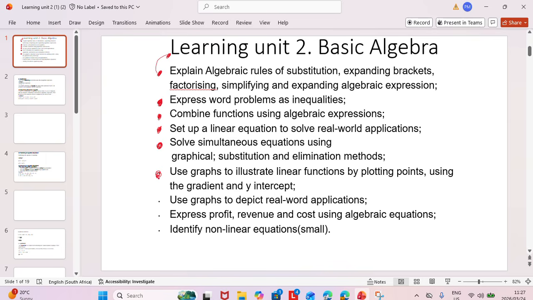We need to use graphs to illustrate linear functions by plotting points and also using gradient and the y-intercept. Then as well, we use graphs to depict real-world applications, express profit, revenue, and cost using the algebraic expression. And then lastly, we need to identify non-linear equations. Okay, so let's get started.